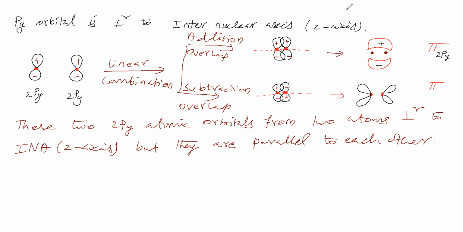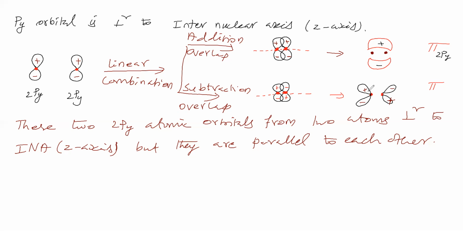Therefore, because it is a destructive overlap, the resultant is zero. Here this lobe has a positive sign, this lobe negative, this lobe negative, and this lobe positive. Okay, so the signs we have given. Now here the probability is zero. Here the probability is 0. This part is the nodal plane.